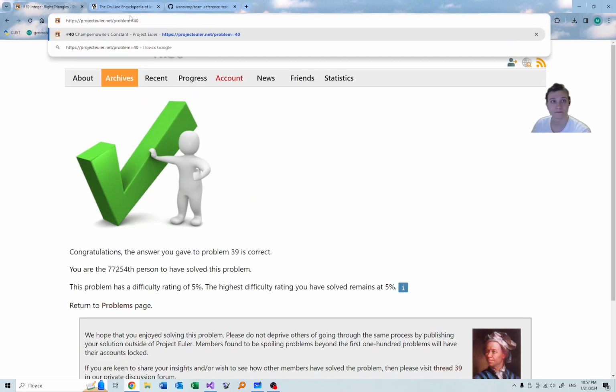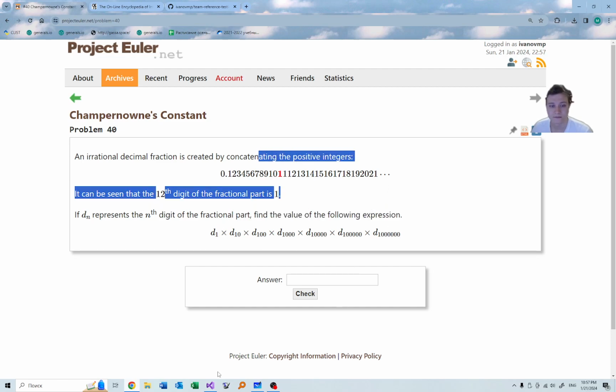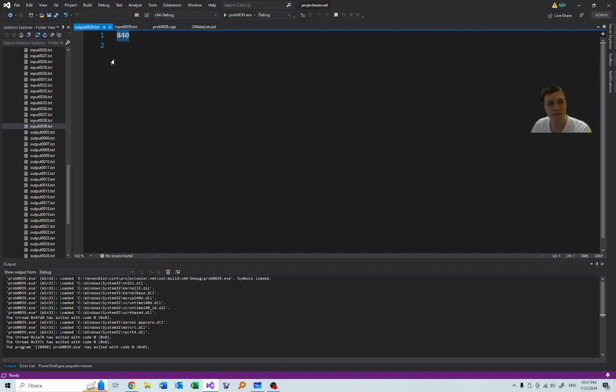Let's go on. An irrational decimal fraction is created by concatenating the positive integers. It can be seen that the 12th digit of the fractional part is 1. We need to find this digit of this thing. Let's go.